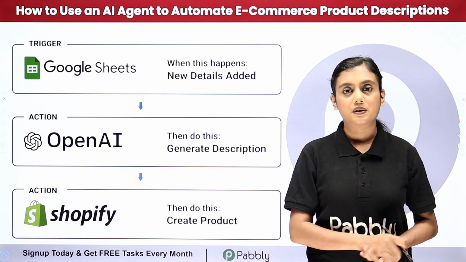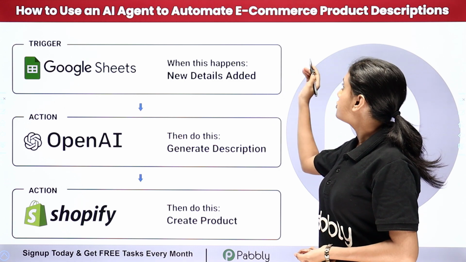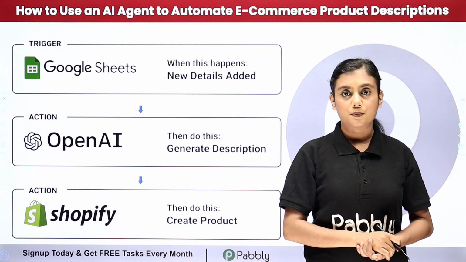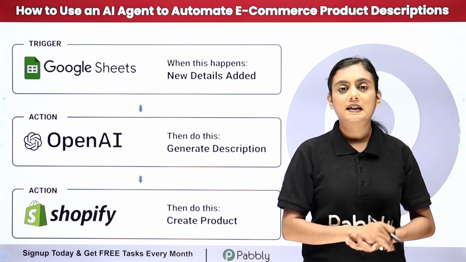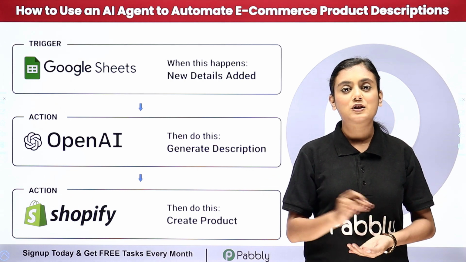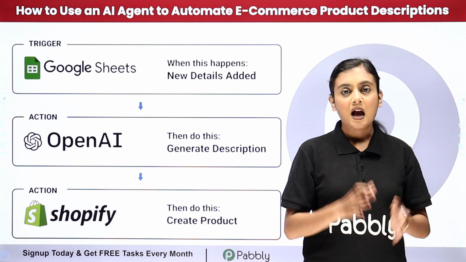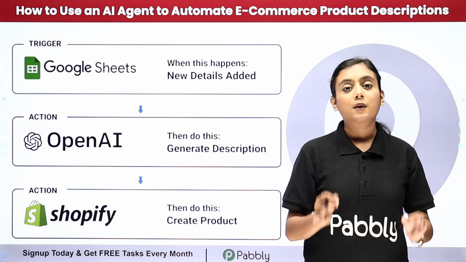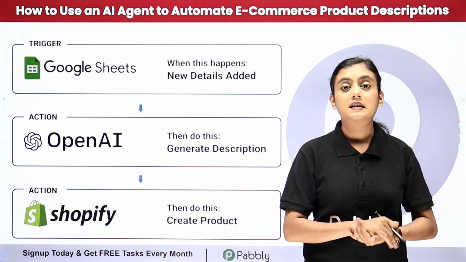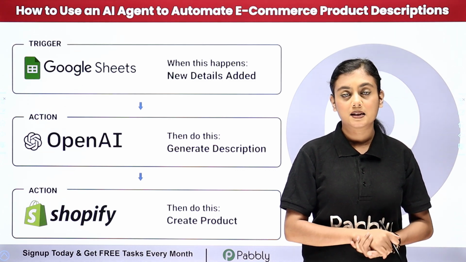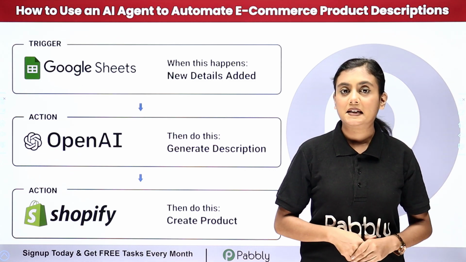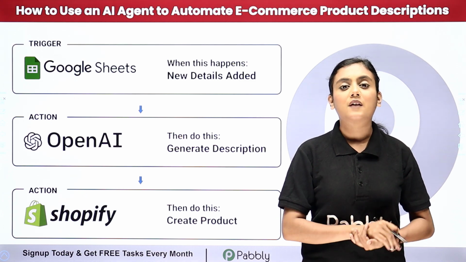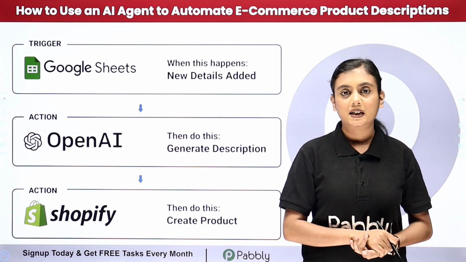In this video, we're going to learn how to use an AI agent to automate e-commerce products description. So I am an owner of a skincare brand and I manage my online store with the help of Shopify. I create multiple products for my skincare brand in Shopify and I want to generate SEO-friendly content description for all the products. Now doing this manually is very time consuming. So for that, I have created an AI agent using Pabbly Connect.